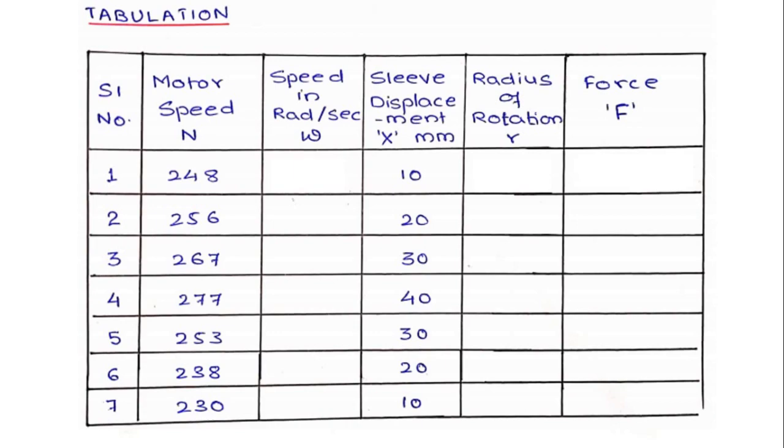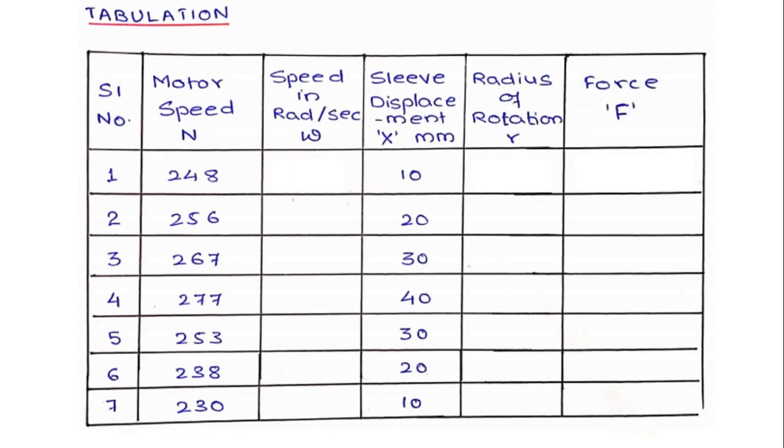So for every sleeve displacement, we denote the RPM. You have already seen that for 10 mm sleeve displacement, the motor speed is 248 RPM. Similarly for 20 mm, it is 256 RPM. For 30 mm, it is 267 RPM. For 40 mm, it is 277 RPM.